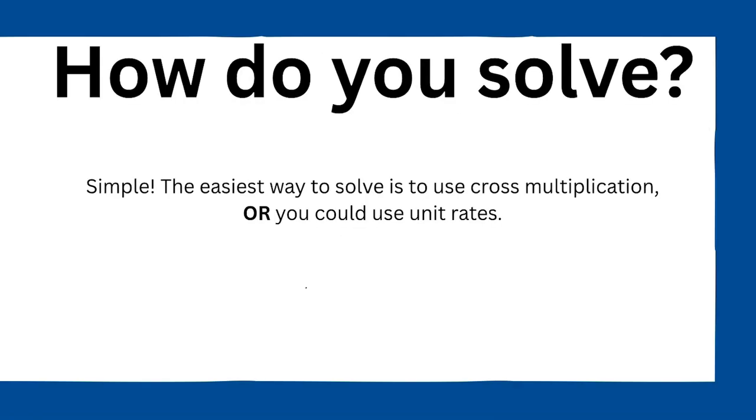Alright, so how do you solve a ratio proportion? Simple. The easiest way to solve is to use cross multiplication, or you can use unit rates. Cross multiplication is more visual and more step by step, and unit rates are more to the point and straightforward, so less writing. Either way you use, they're both acceptable and a-okay, and you get the same answer using them. For the first half of the video, I will go over the cross multiplication way, and in the second half of the video, I will go over using the unit rate way.